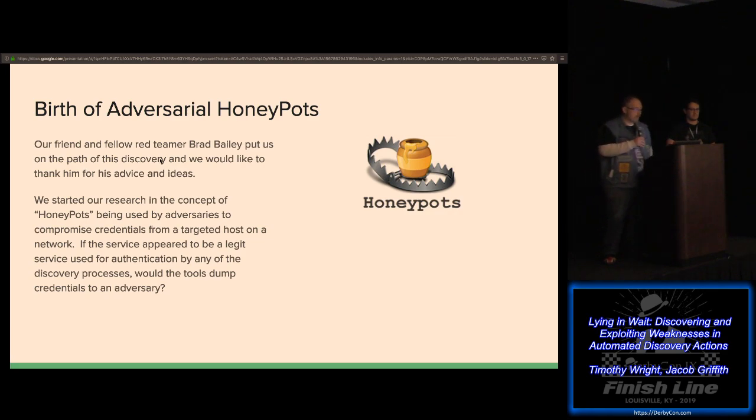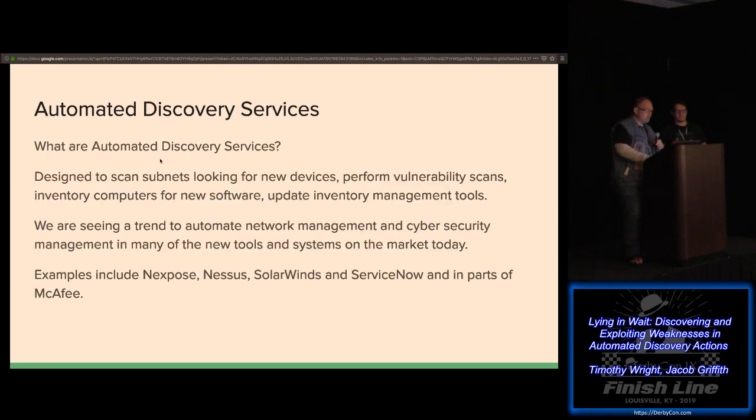So the birth of adversarial honeypots, which is where we started. So our good friend Brad Bailey, who's sitting in the front, put us on the path. Thank you, Brad. So we're going to thank him right now for that. So everyone understands the concept of honeypots, but when we started looking at it, can an adversary leverage a honeypot to do something similar? And in essence, we wanted to harvest credentials from these service accounts and then use those to move laterally. So we wanted the services that we were building to look legit enough to allow the service to attempt to authenticate, and then we could try to exfiltrate those credentials from the tools we wrote.